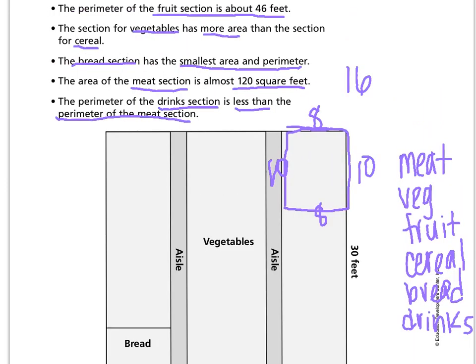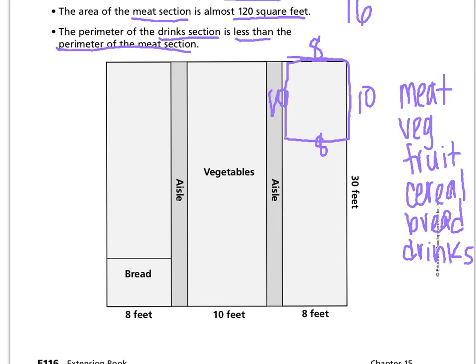The next clue says the section for the vegetables has more area than the section for the cereal. That doesn't tell me too much right now. The bread section has the smallest area and perimeter, which means nothing can be smaller than the bread. The area of the meat section is almost 120 square feet. In order to get 120 square feet in area, you would need to multiply 12 times 10, because area is when you multiply. That's going to equal 120.